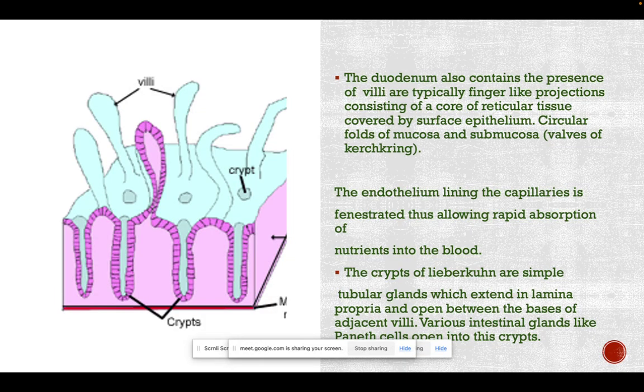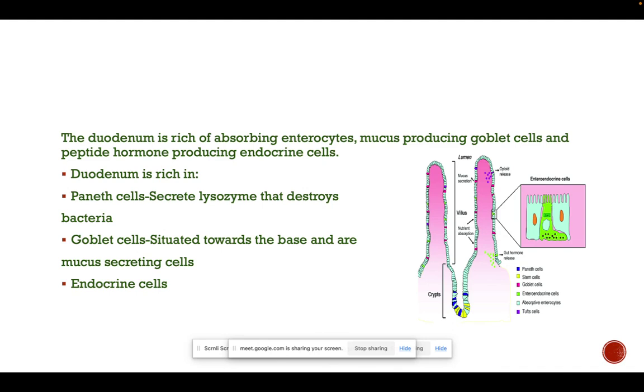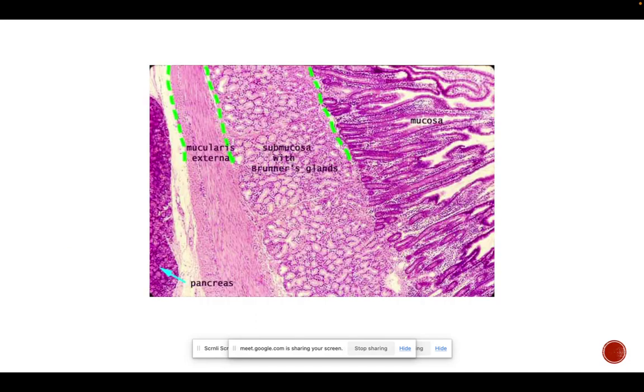Between the adjacent villi, we have the presence of deep pits known as the crypts of Lieberkühn. Various duodenal glands empty into these crypts. Here are some of the glands of duodenum. It is rich in Paneth cells, which have antimicrobial property, goblet cells, which secrete mucus, and the endocrine cells.